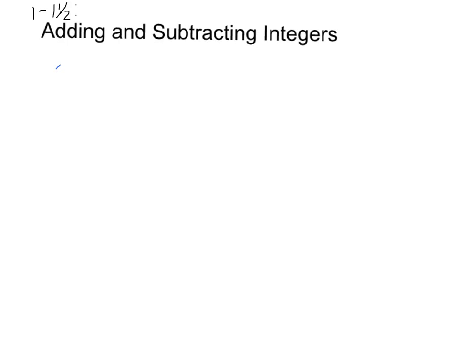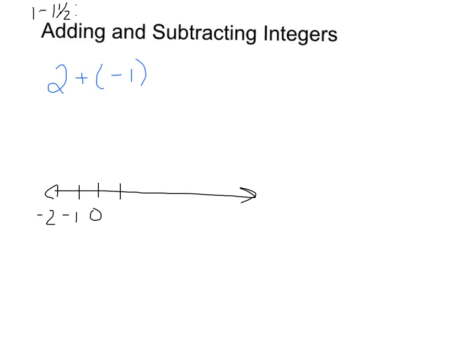What would happen if I had 2 plus a negative 1? Well, there's a couple different ways we can think about looking at this. The first way is if we look at a number line. I think about this being negative 2, negative 1, 0, 1, 2, 3, 4. What the 2 would tell me to do is start at the number 2, so I'm going to go right 2. But then if I'm going to add a negative 1, that tells me I'll need to go back 1. My final answer will equal 1.